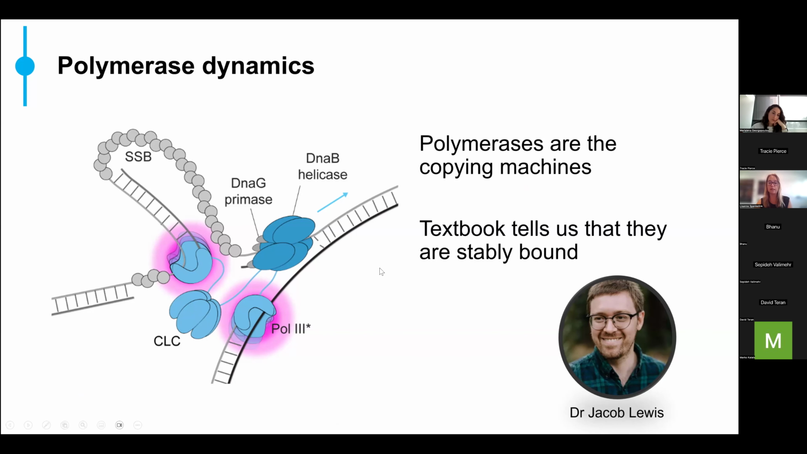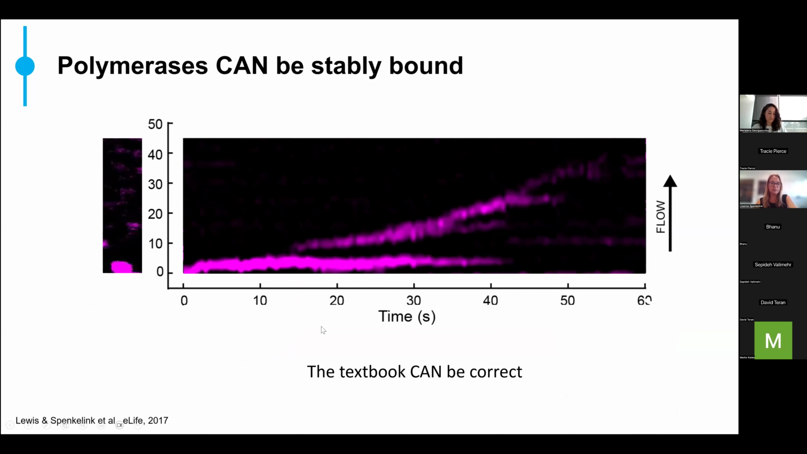Now, the textbook model is that these polymerases, once they assemble within the replisome, remain bound, and they remain bound the entire time as they copy the entire genome. So that is consistent with the movie that I showed made by Drew Berry, where you have this one machine almost that starts and copies the entire genome. So that was the textbook model. So, you know, the textbook model can be correct.